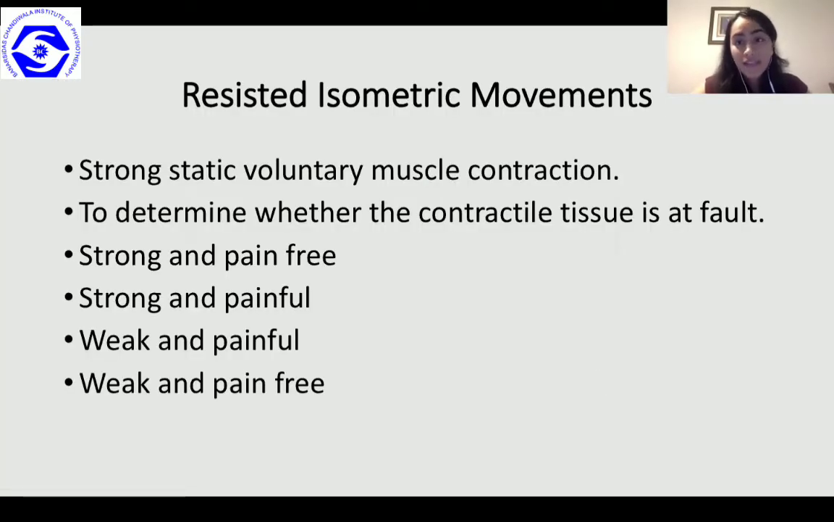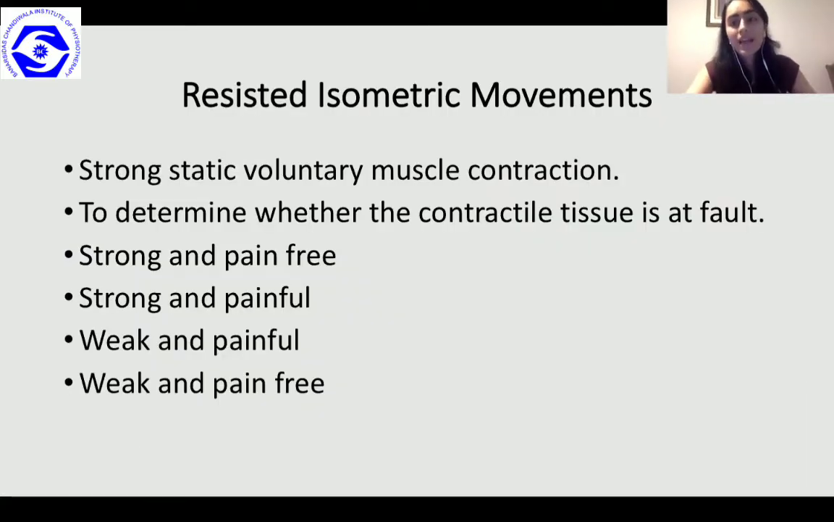Now we'll discuss resisted isometric movements. So it is a strong static voluntary muscle contraction, which helps us to determine whether the contractile tissue is at fault or not. So we can classify resisted isometric movement in 4 categories, which is strong and pain-free, strong and painful, weak and painful, and weak and pain-free.